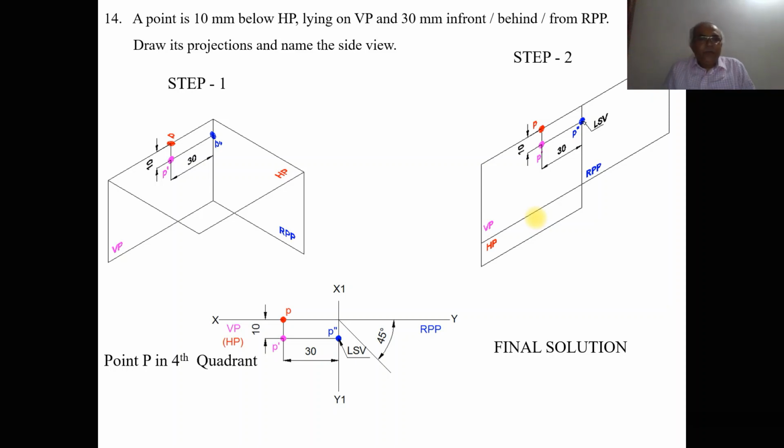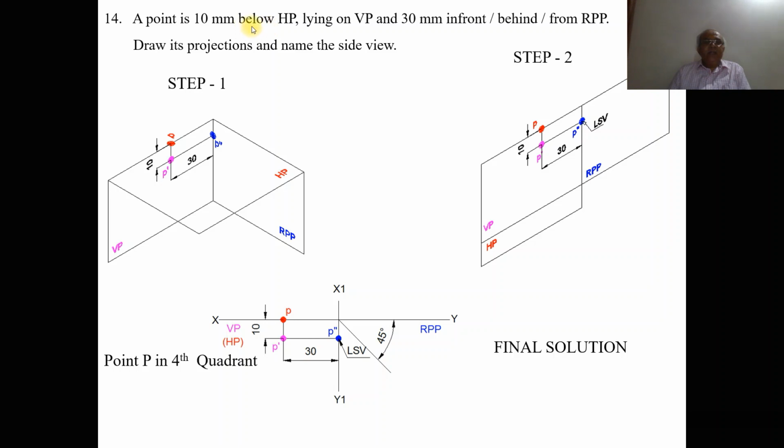Now, in this video, we are going to take up one more problem. A point is 10 mm below HP, lying on VP, and 30 mm in front or behind RPP. Draw its projections and name the side view.